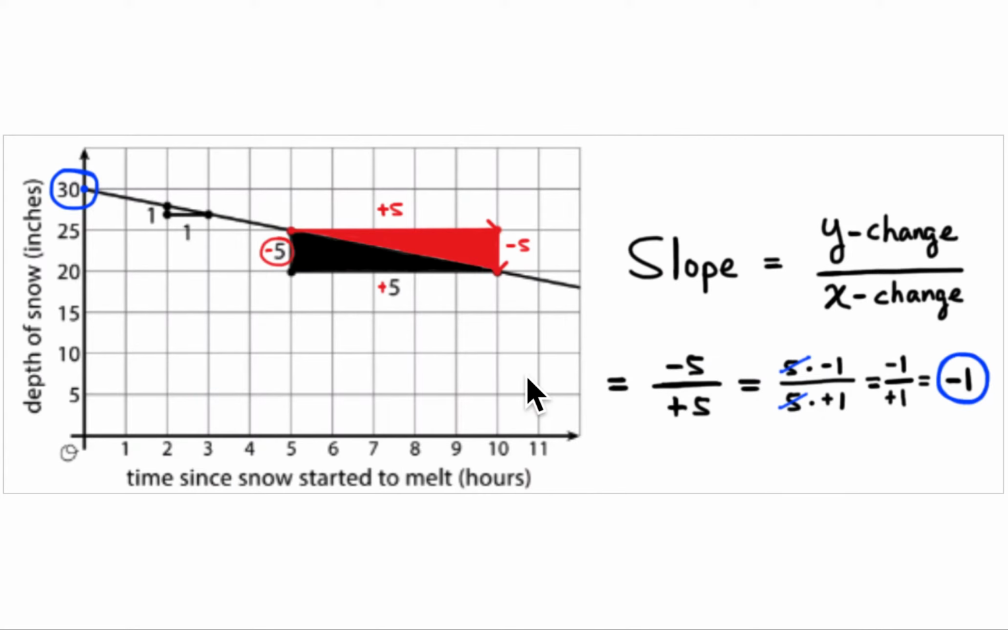Now, it doesn't make a difference. The authors like to start out with the vertical change and then put that over the horizontal change. I like to start out with the horizontal change because that's what we've always done.